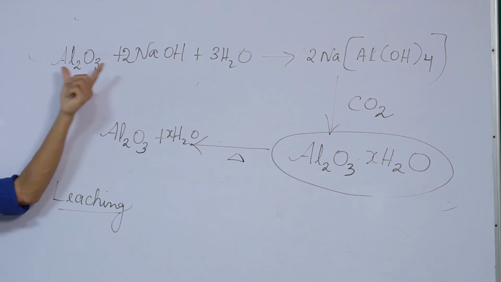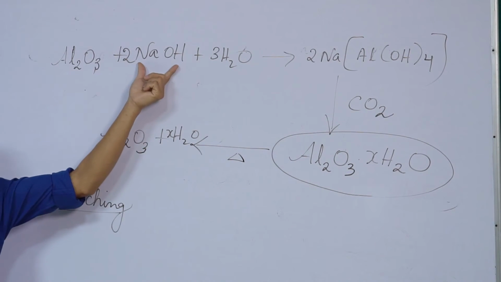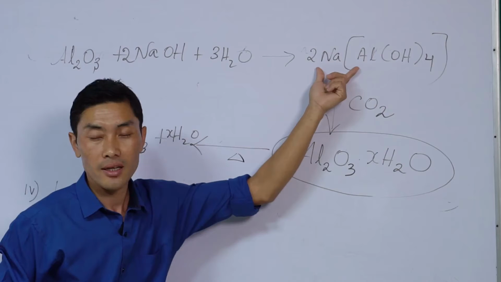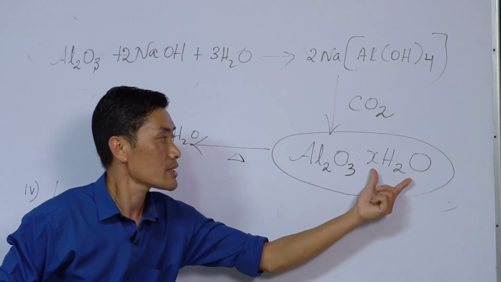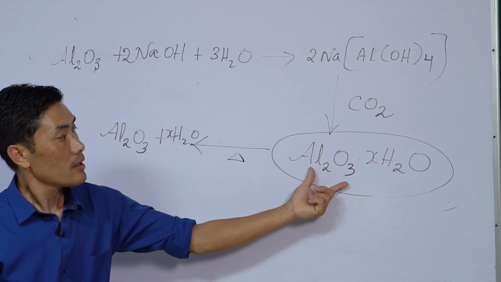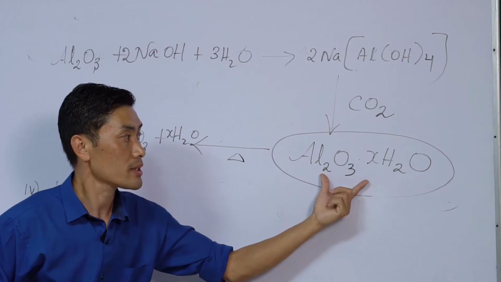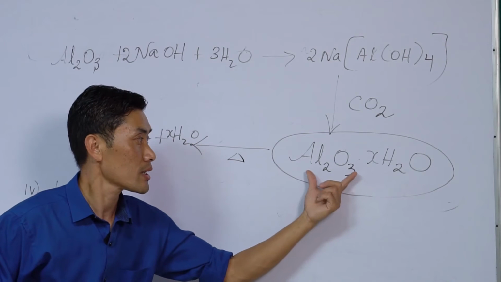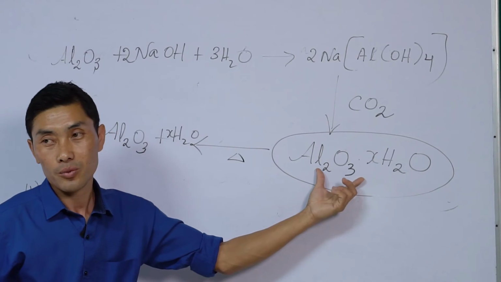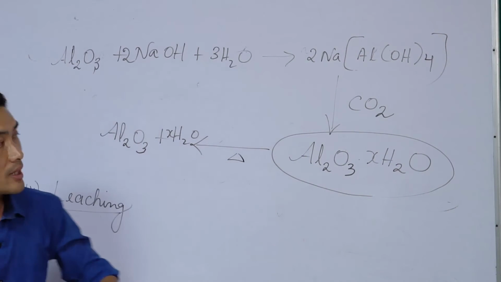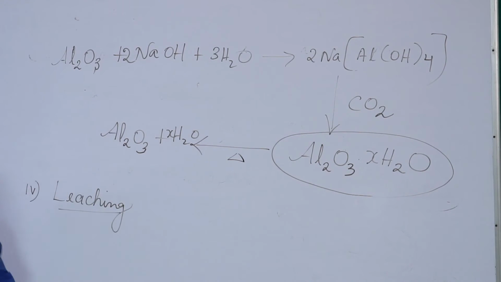So when we treat the bauxite ore, aluminum oxide, with sodium hydroxide, it gets converted to sodium aluminate. And on passing carbon dioxide gas, we get hydrated aluminum oxide. Adding a little amount of freshly prepared hydrated aluminum oxide initiates the precipitation. That means this hydrated aluminum hydroxide gets precipitated, which is filtered off, dried, and then heated to give pure aluminum oxide, which is now called alumina.